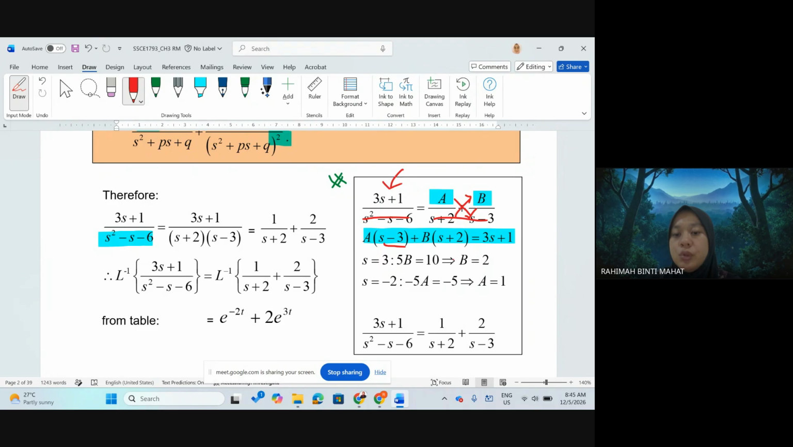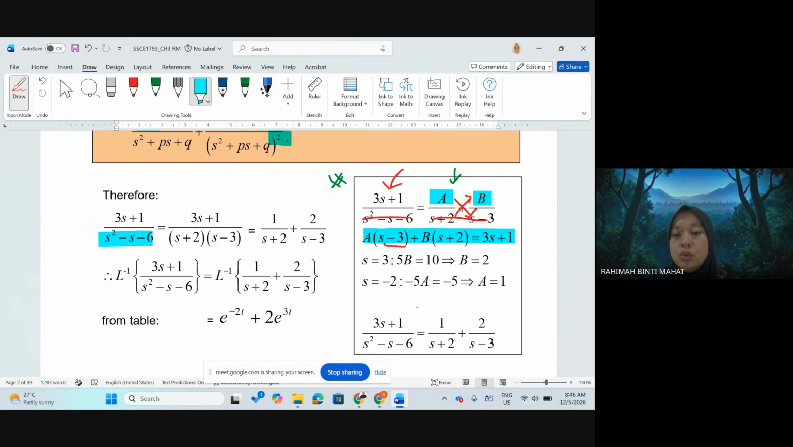And then similarly for the other value, s plus 2. How do you make sure that this is equal to 0? You need to add negative 2. Negative 2 plus 2 is equal to 0. So you can get the value of A. And after you got the value of A and B, you substitute back into this equation. So your A is equal to 1 and B is equal to 2.